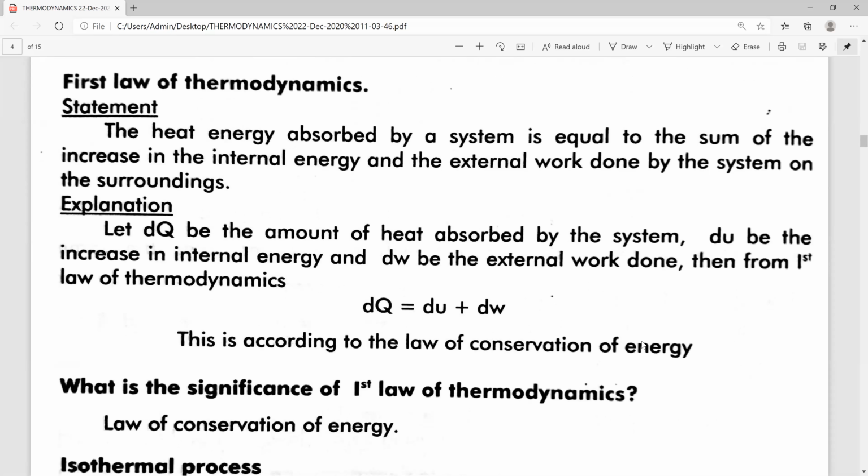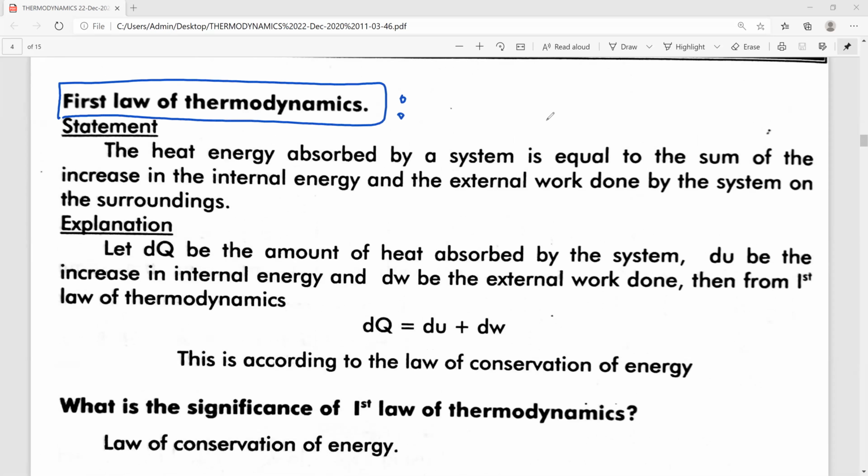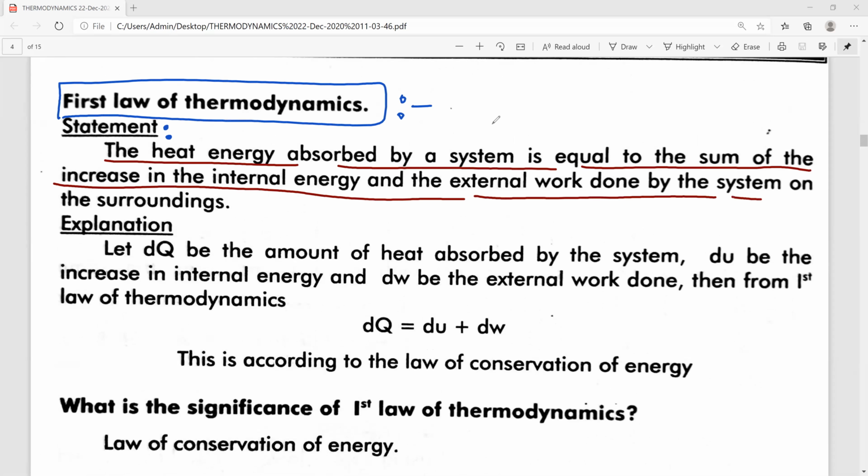So according to first law of thermodynamics, what is the statement? The heat energy absorbed by a system is equal to the sum of increase in internal energy and external work done by the system on the surroundings. So that is the statement of first law of thermodynamics.